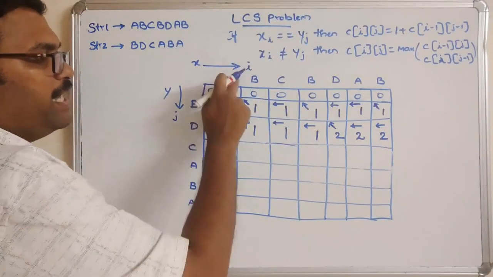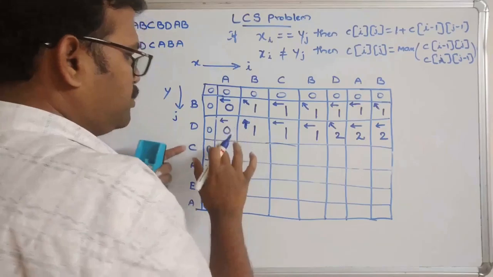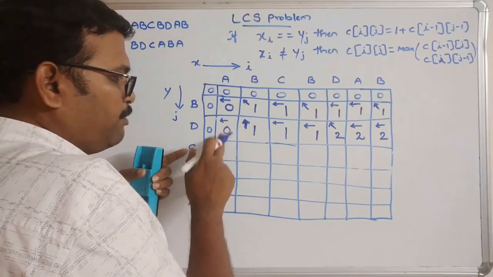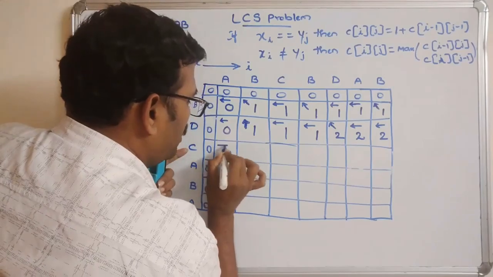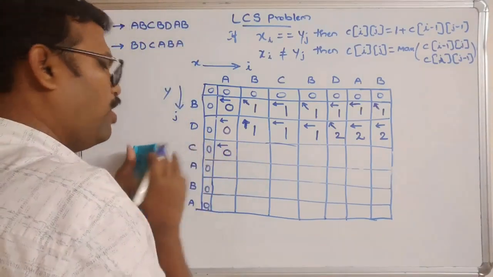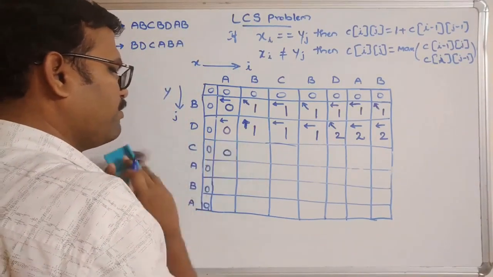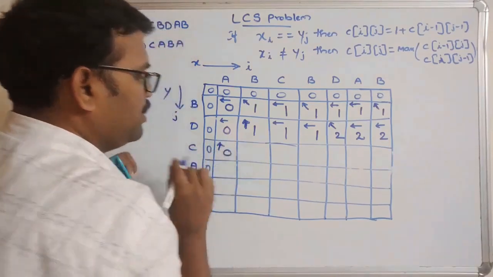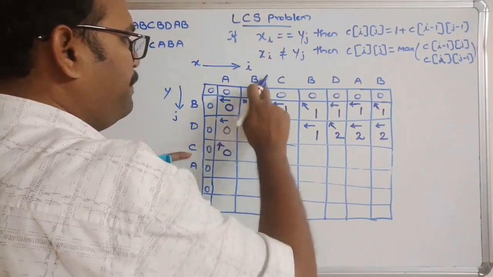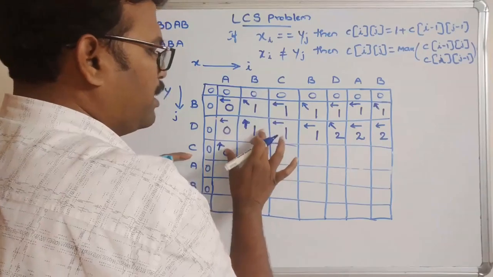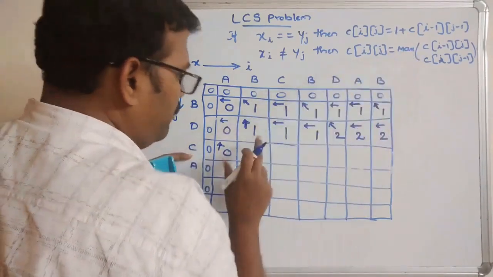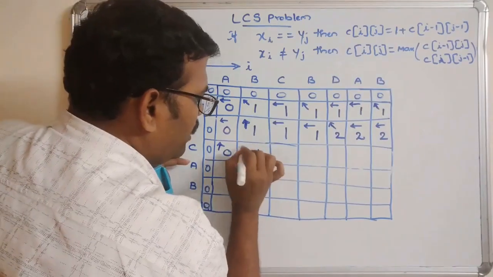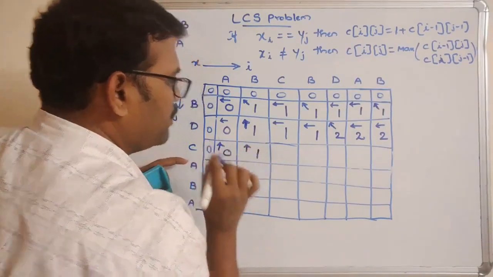Now C and A both are unequal. So if both are unequal, we have to consider a maximum among the neighbors. Both are zeros. Again I will consider 0. I will consider from this cell. Or okay, you can also consider from this particular cell. No problem. C and B both are unequal. 0 and 1, we are having 2 values. Among these two we have to select the maximum. So I am considering 1, and we have considered from this particular cell.